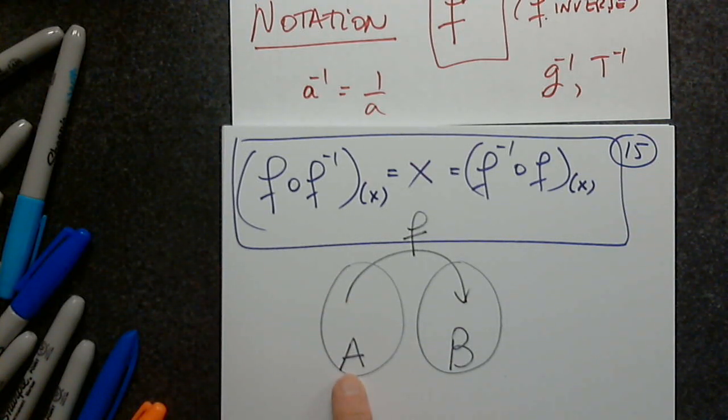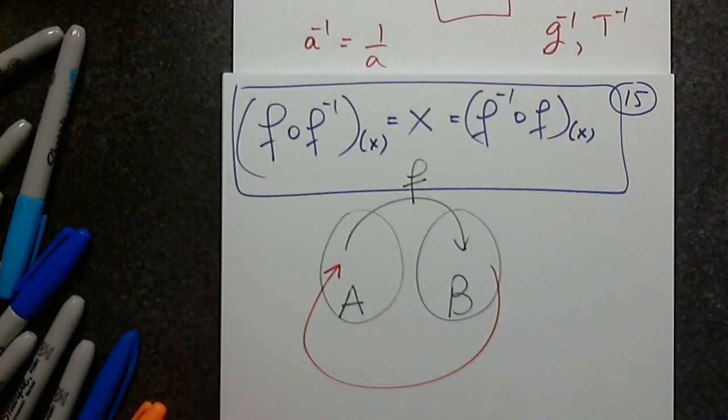The domain of f is A. What is the domain of the range of f? B. So here's what happens, and that's why we call this, how do we call it? The inverse function. What is the domain of the inverse function?